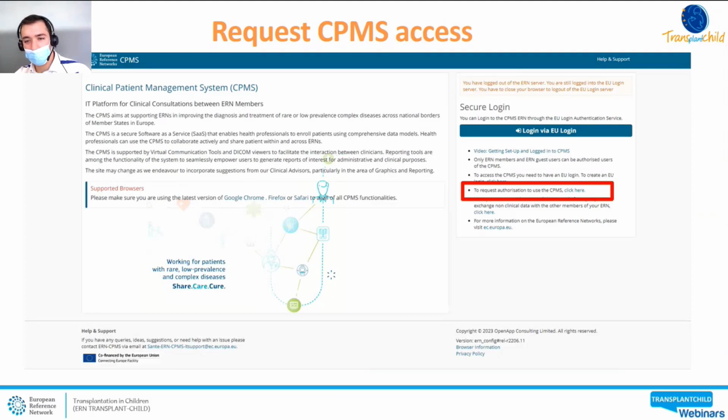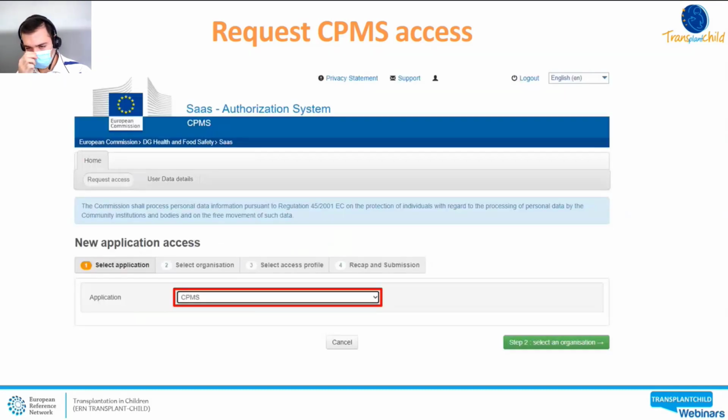So if we have already created our EU Login account, the next step is to request authorization to use the CPMS in your ERN, in your respective ERNs. You can do so from the next bullet point. And if you click on the hyperlink, you will be redirected to the following website. This is a four-step request access permission, and the first thing you need to do is to select the application. So if you click on application, you will open a tab where you have to search for the CPMS platform.